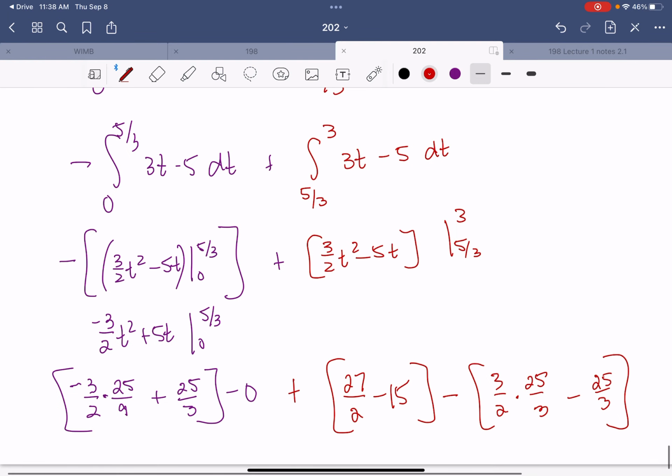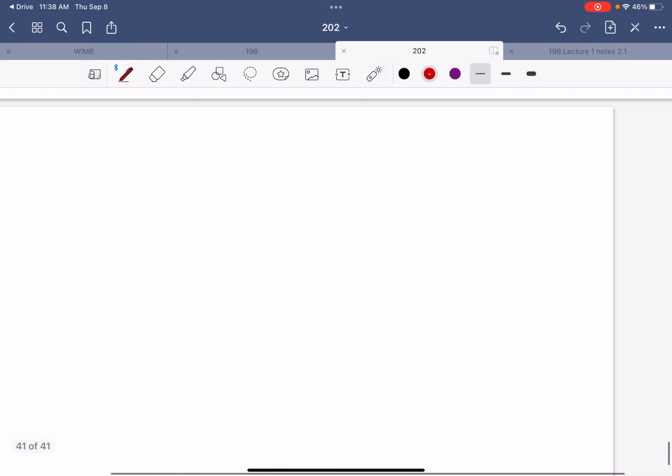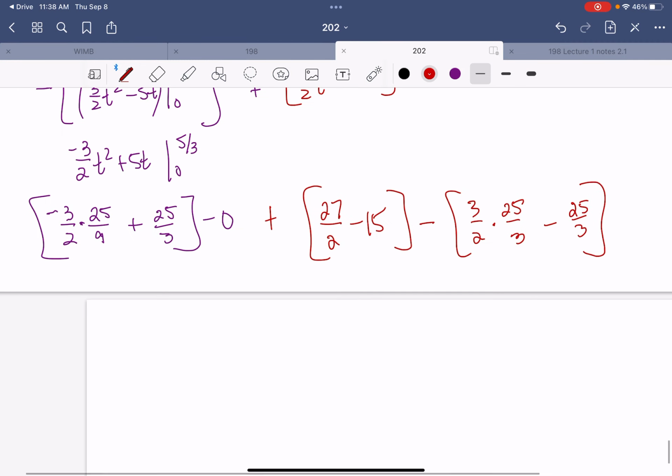And if we plug all of this into our calculator, we'll get our total distance. So let's see, we get negative 25 over 6 plus 25 over 3 plus 27 over 2 minus 15. And then I'm going to distribute this negative. So this will become negative and this one will become positive. So that becomes negative 25 over 6.